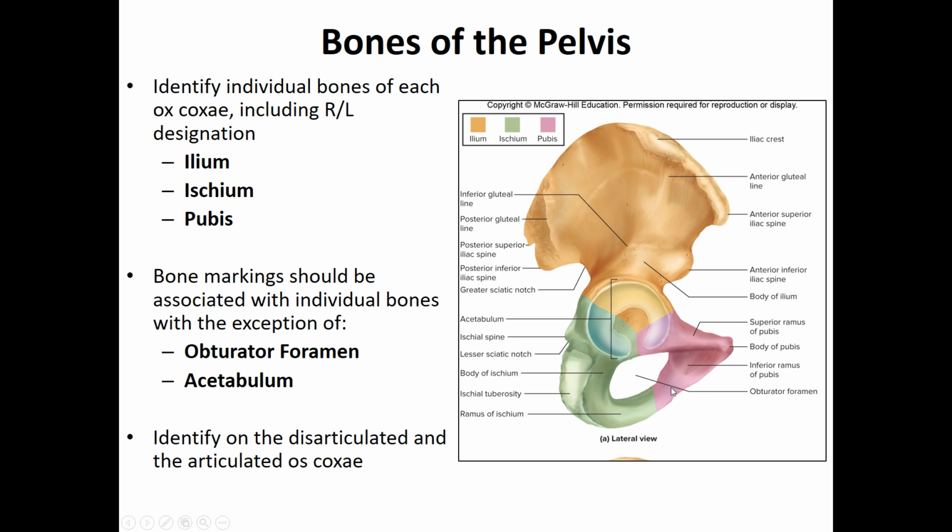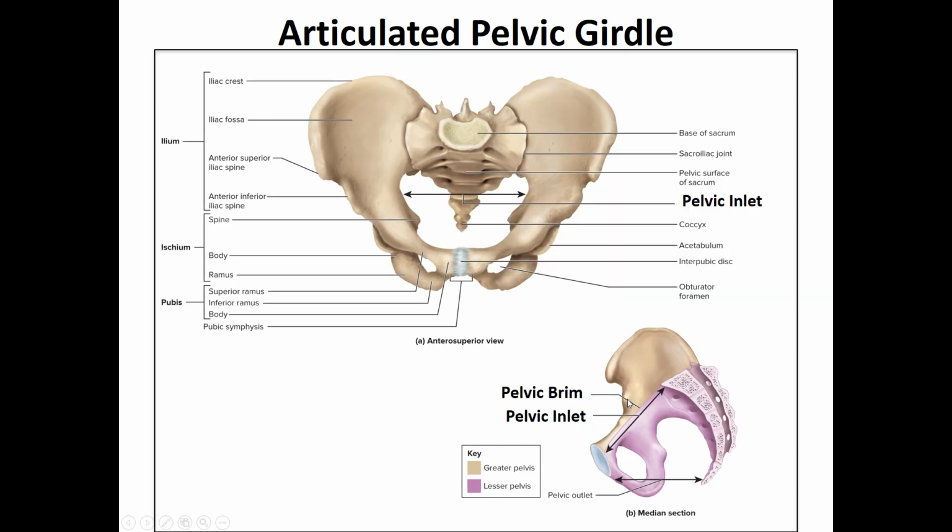The only times that you don't have to designate a bone marking with one of those 3 is when you are looking at the acetabulum right here or the obturator foramen. Those are going to be made by the junction of more than one bone, so it's all right to say the acetabulum of the os coxa or the pelvic bone. Make sure that you're looking at both a disarticulated os coxa, like what you see here, as well as an articulated pelvic girdle, much like you see here.